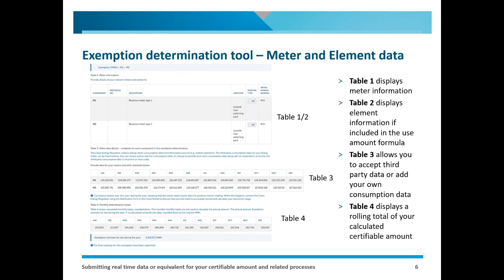Table 4 displays a rolling total of calculated certifiable amount. This is a display of the calculated amount on a monthly basis during the application year. You will note a consolidated certifiable amount is below Table 4.